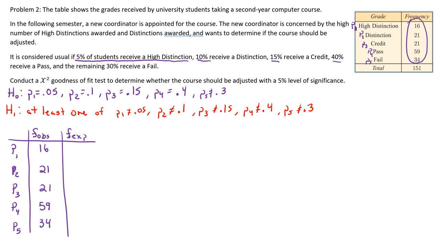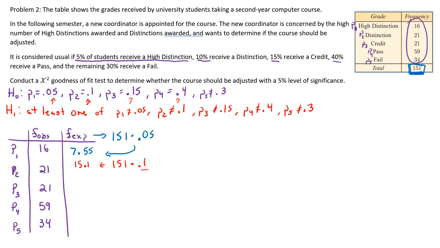Now to get the expected frequency, remember that's the number of trials times the probability. Well, this time it's going to be different every time because we have different probabilities every single time up here. So for the expected frequency, as an example, I'm going to take the total number of trials, which is this 151 we see over here, times the probability. I'm going to do P1 first, which is going to be times 0.05. That's going to give me 7.55. Then I'm going to do it again. I'm going to do 151 times 0.1. That's going to give me 15.1.